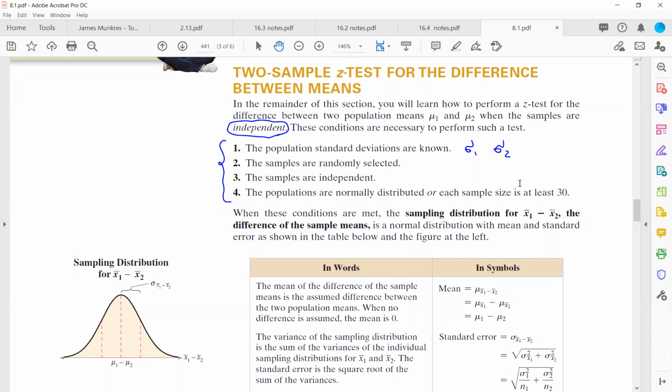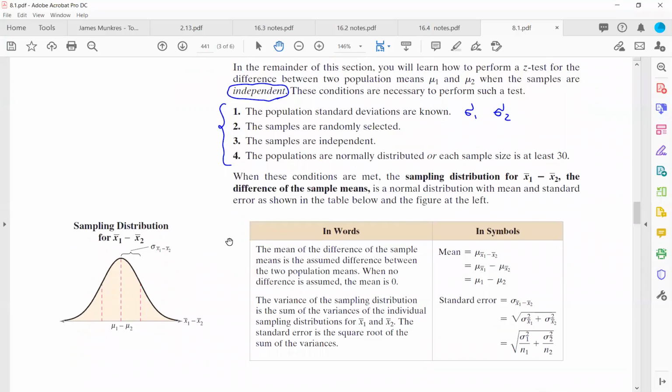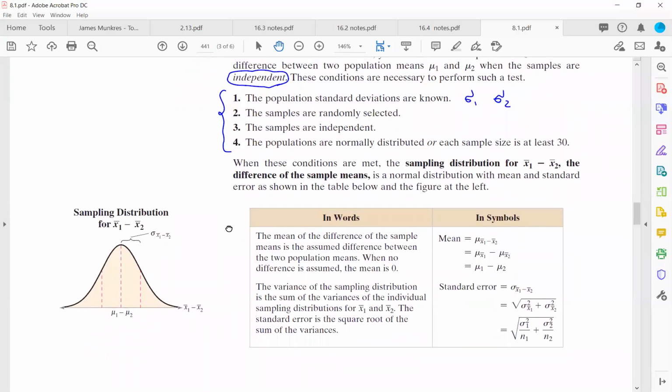Second, the samples are randomly selected, to avoid any bias. Samples are independent from each other. And the populations are normally distributed, or sample sizes are greater than or equal to 30. When these conditions are met, the sampling distribution for x1 bar minus x2 bar, the difference of the sample means, is a normal distribution with mean and standard deviation or standard error as shown in the table.